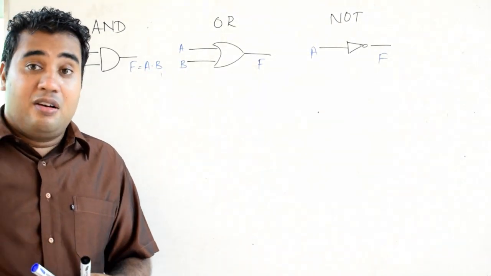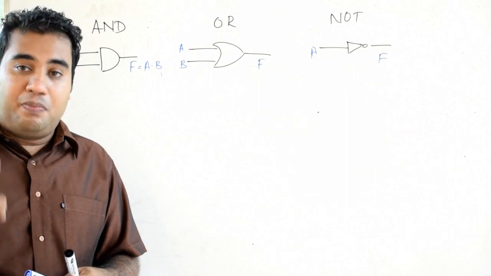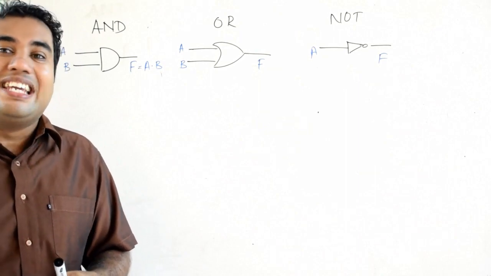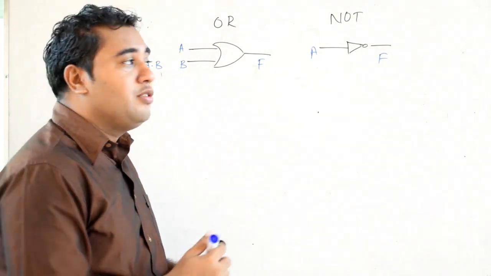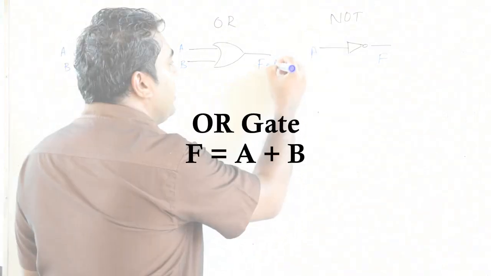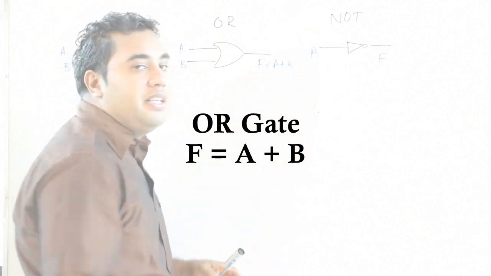Okay. For an OR gate, you put plus in between the inputs provided to the gate. So here the inputs are A and B, so the output will be A plus B.